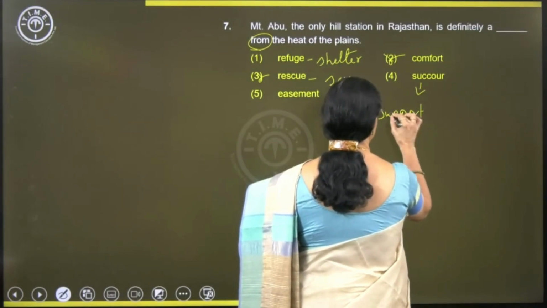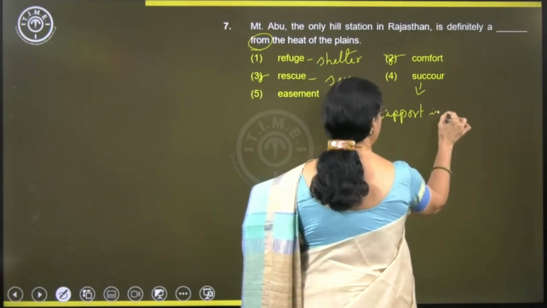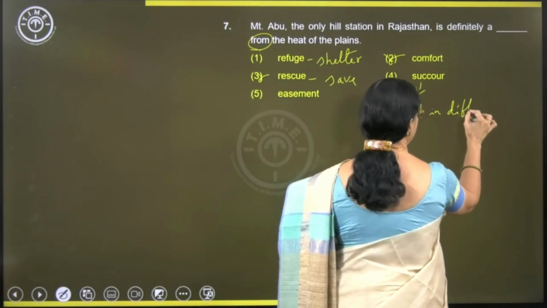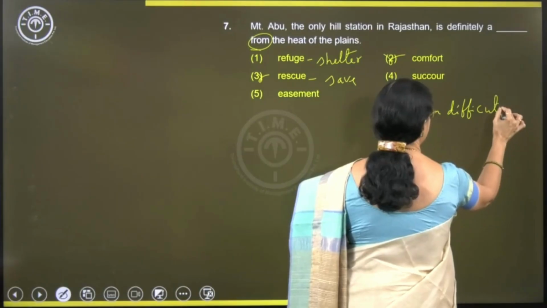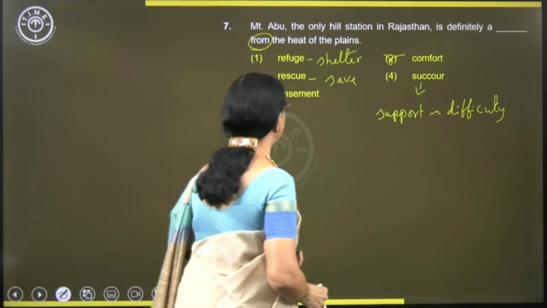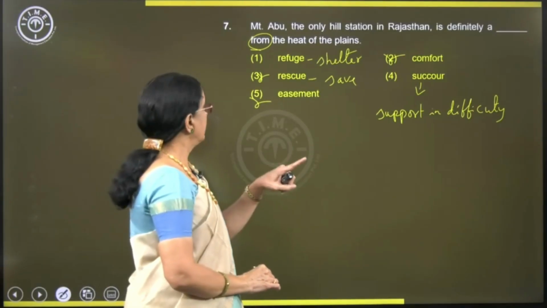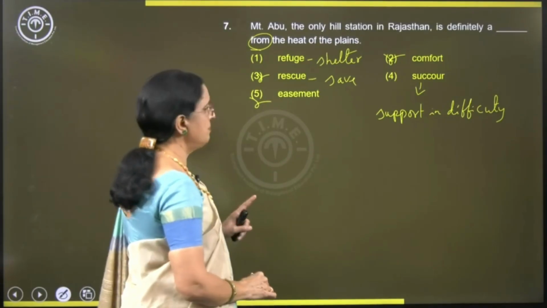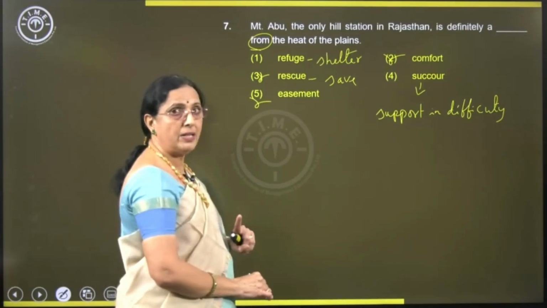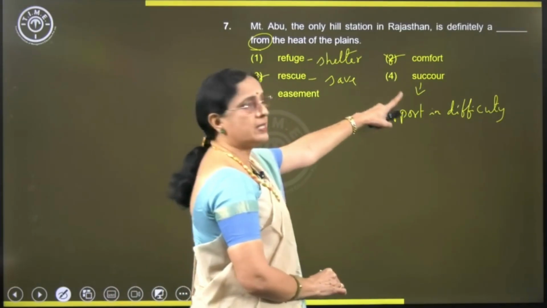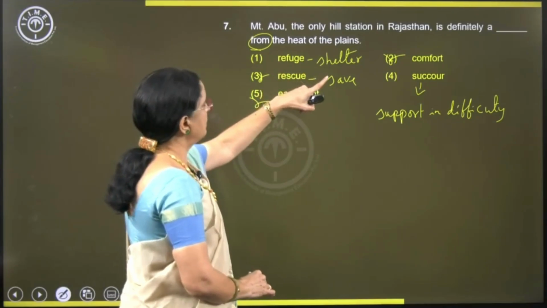Support in difficulties, or support at the time of difficulty. Alright. Okay. Easement is comfort again. So you don't say comfort from or easement from. That doesn't make sense. Am I clear? So between refuge and succor, now look at that one.